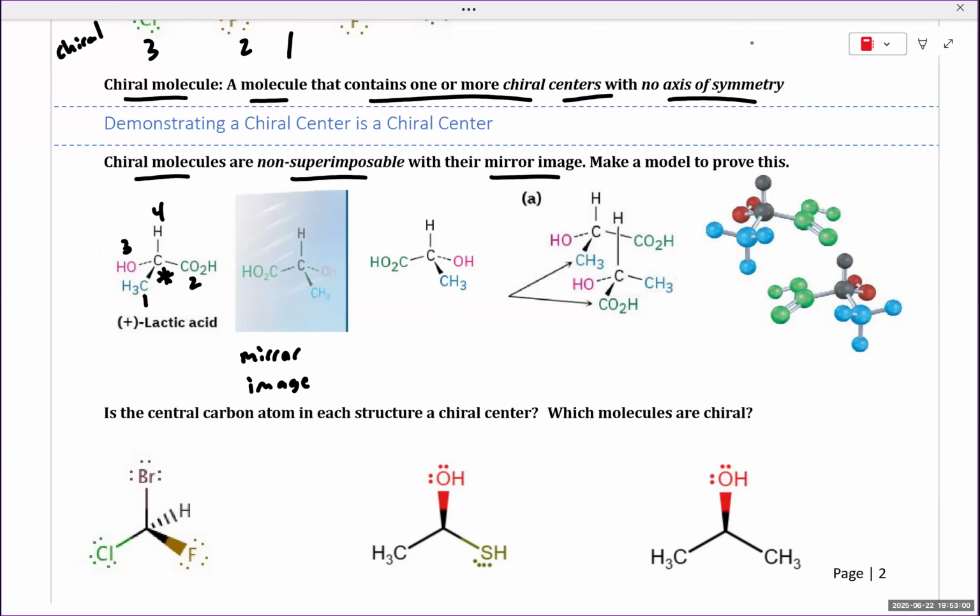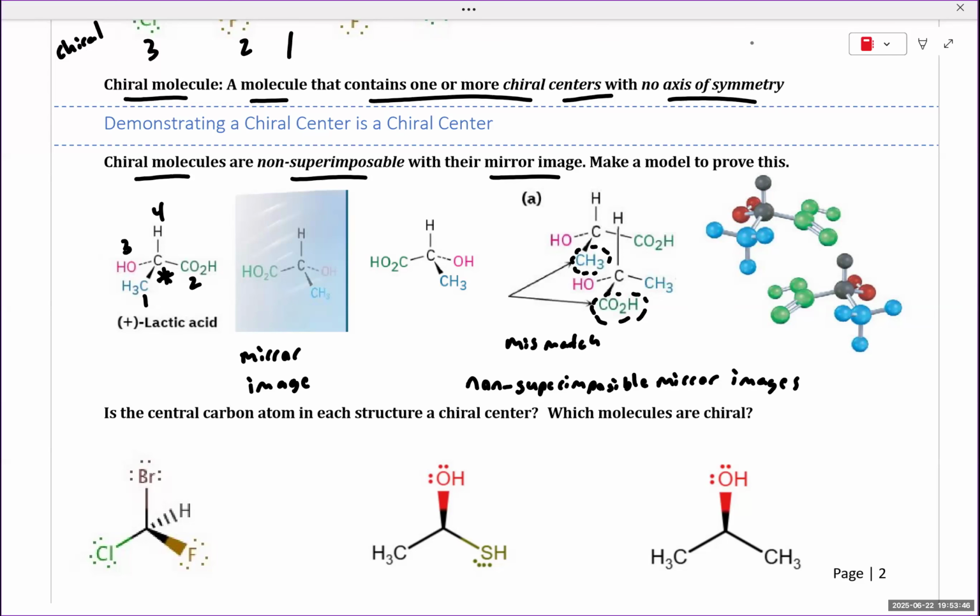As we can see, and I would encourage you to make a model for this, if we try to overlap or superimpose this molecule with its mirror image, what we see is that there is a mismatch, which tells us that these are non-superimposable mirror images. You can also see this with the model depiction of this original molecule, lactic acid, and its mirror image. It's an enantiomer.